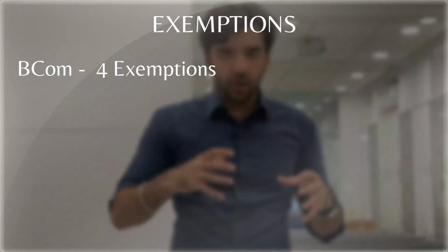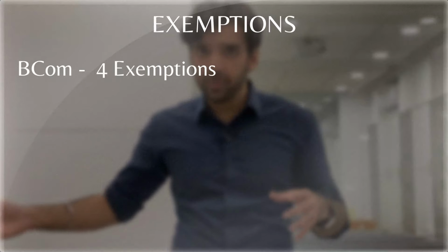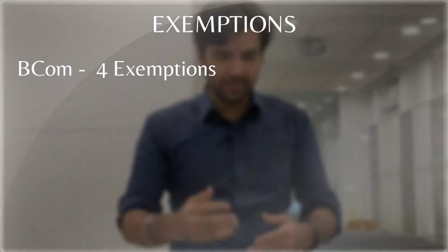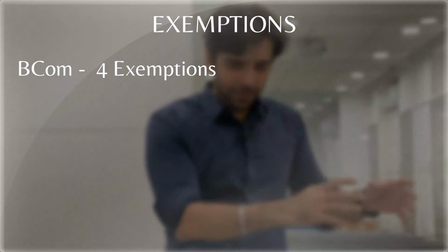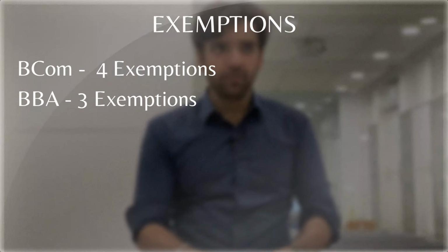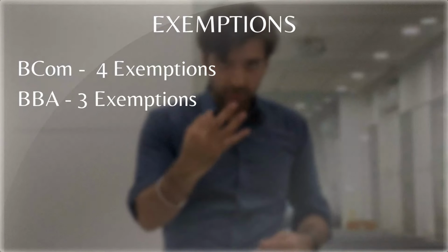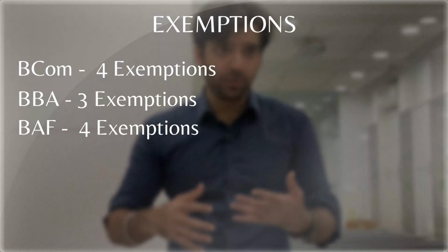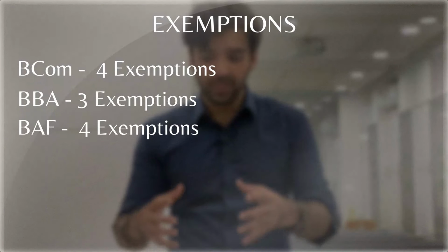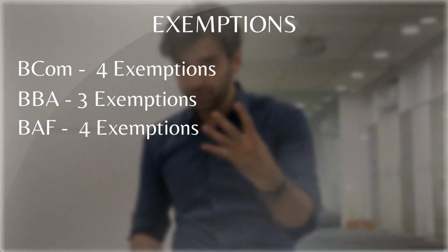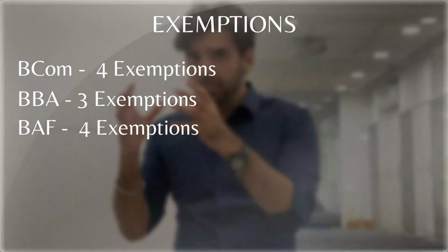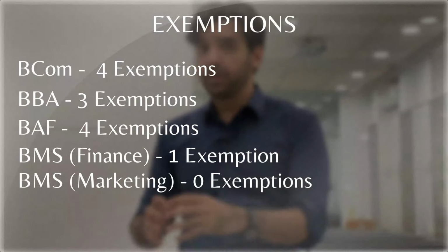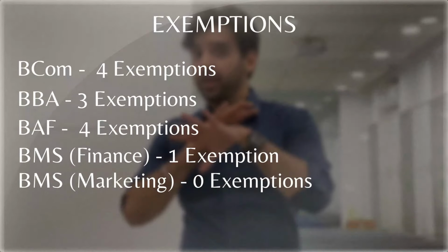Now, there are a lot of alternatives and extensions to BCom. So I'm just going to go through them very quickly and tell you all what kind of exemptions you'll get. So BCom is for BBA, which is again very common. You ideally get 3 exemptions. Next is BAF. BAF is specifically for a lot of students from Mumbai University. BAF, you again get 4 exemptions. Next is BMS. In BMS, if you've done BMS Finance, you get 1 exemption. If you've done BMS Marketing, you get no exemptions.